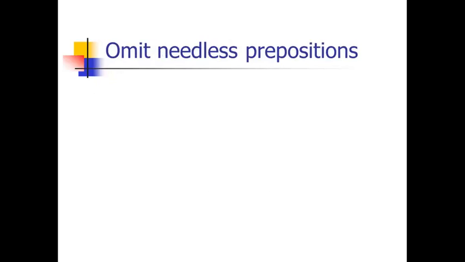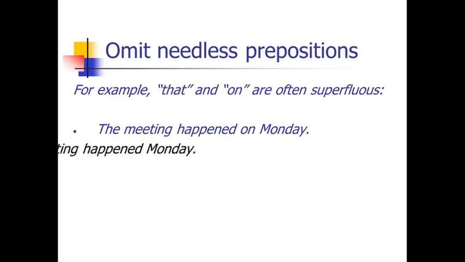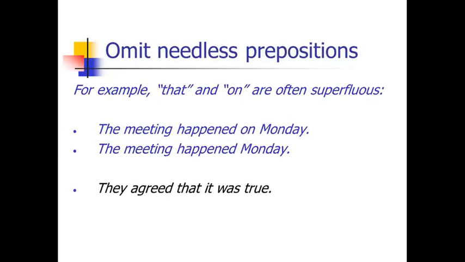And then finally, another kind of small thing that you can omit, but I want you to start paying attention for, are needless prepositions. A lot of times, prepositions like that and on are completely unnecessary. And when you have to get your word count down, here's a good place to strip some extra words. So for example, the meeting happened on Monday. Well, actually that on is unnecessary. You could just say the meeting happened Monday. Or they agreed that it was true. Well, just say they agreed it was true. You don't need the that. So a lot of times you can get rid of those kind of extraneous prepositions. You might think you need them, but if you take them out, you realize you actually don't.